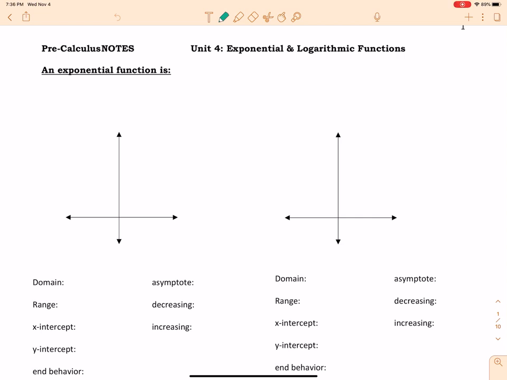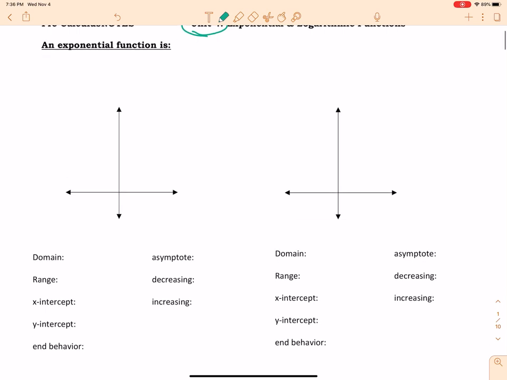Okay, pre-cal, we have arrived at Unit 4. Can you believe how fast the year is going? It's crazy. All right, so in your 4.1 videos, we are going to focus on exponential function graphs. So this is going to be several videos, of course.